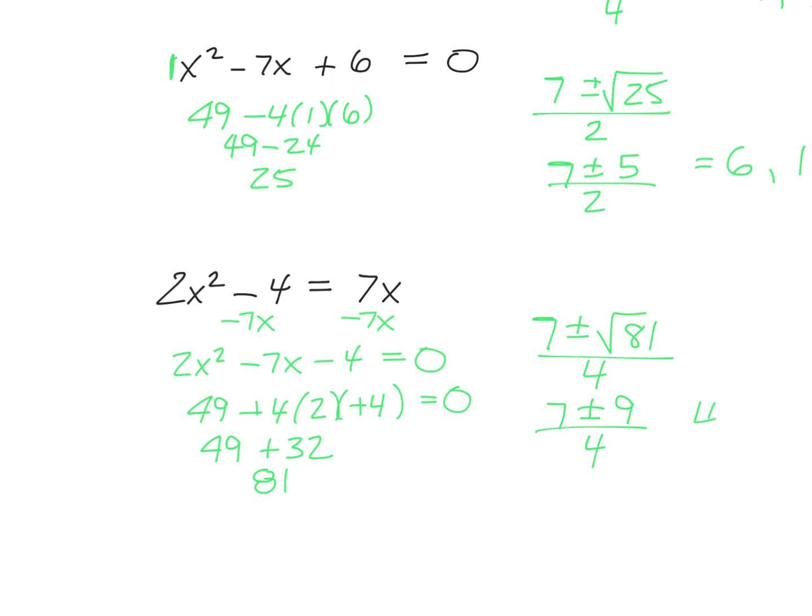16 over 4 is 4. And then a negative 2 over 4 would be a negative 1/2. And those would be my two solutions.